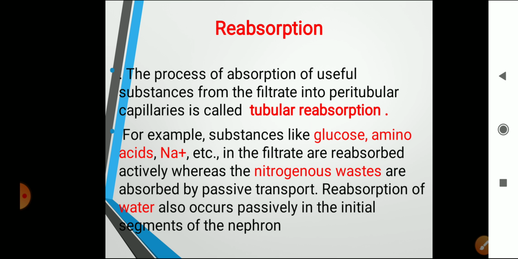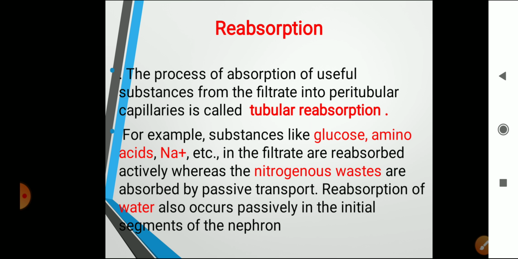Now what is the difference between active transport and passive transport? Active transport is where energy is required. Passive transport is along the concentration gradient. If there is a difference in concentration of certain substances, automatically from a region of higher concentration, the substances move into a region of lower concentration, isn't it? For example, here in the peritubular capillaries, the nitrogenous waste will be very less compared to that found in the glomerular filtrate. So the nitrogenous waste will come out without any difficulty.